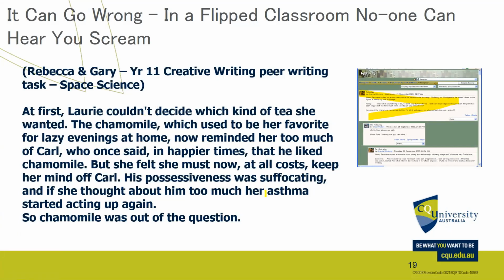So at first, Laurie couldn't decide which kind of tea she wanted. The chamomile, which used to be her favourite for lazy evenings at home, now reminded her too much of Carl, who once said in happier times that he liked chamomile. But she felt she must now at all costs keep her mind off Carl. His possessiveness was suffocating, and if she thought about him too much, her asthma started acting up again. So chamomile was out of the question.